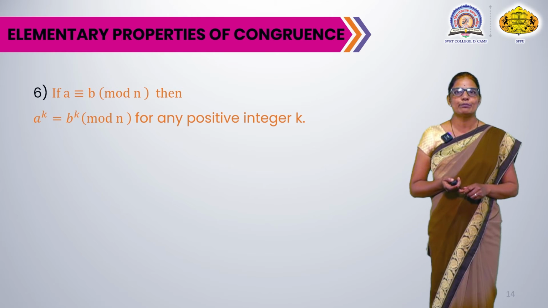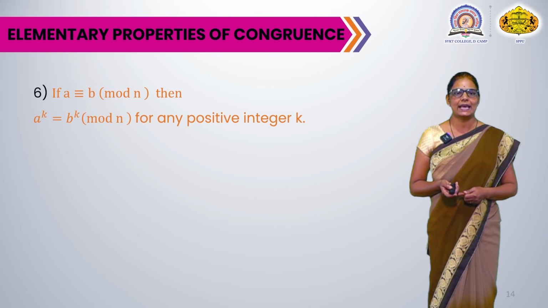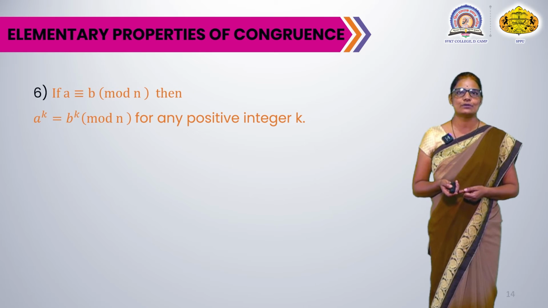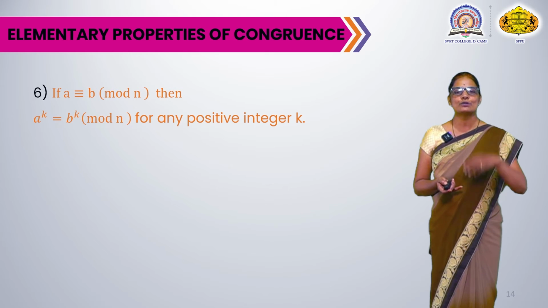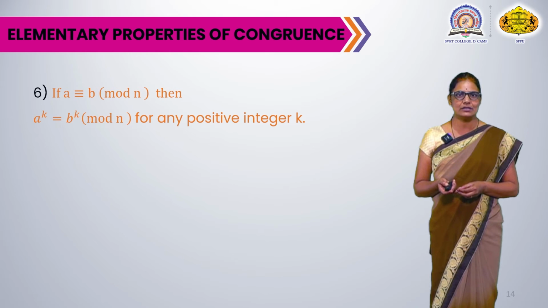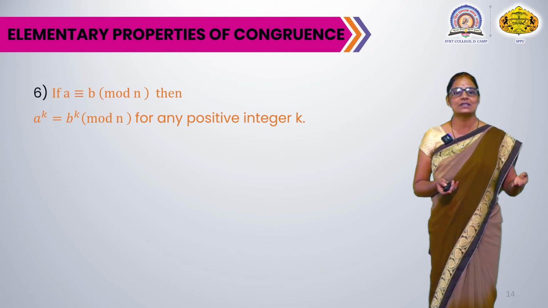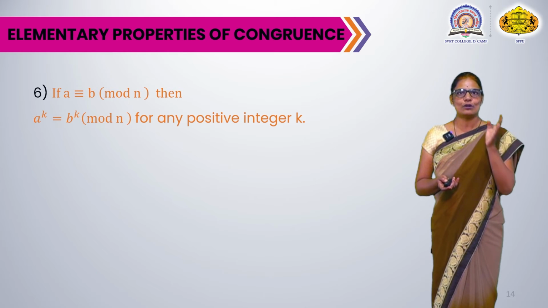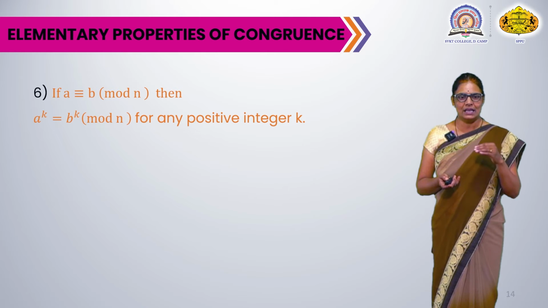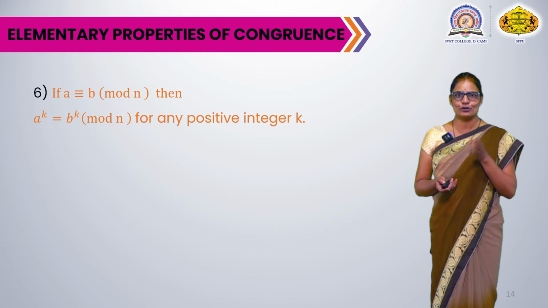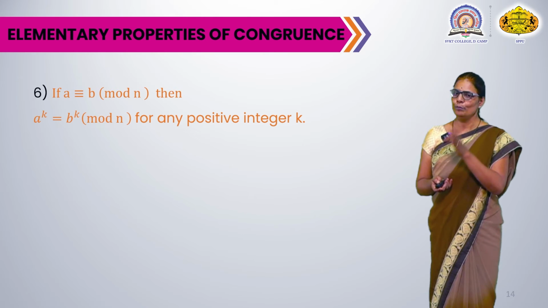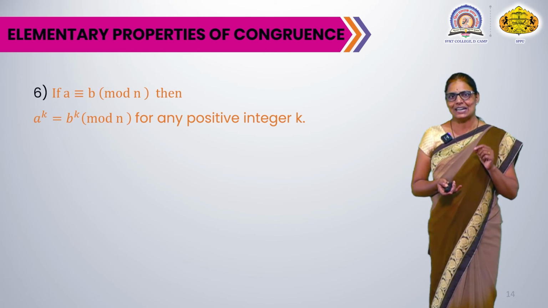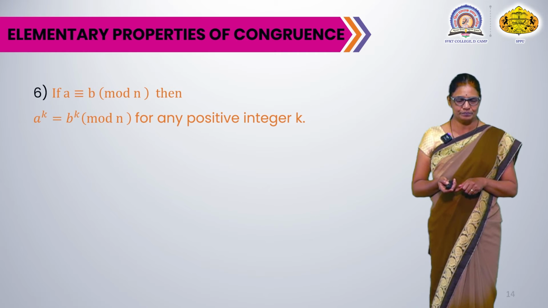In this property we will prove: if a is congruent to b modulo n, then a raised to k is congruent to b raised to k modulo n for any positive integer k. Suppose we consider k equals 2, then a square is congruent to b square. For k equals 3, a raised to 3 is congruent to b raised to 3 modulo n. In short, if a is congruent to b modulo n, then any integral power of a is congruent to the same integral power of b modulo n. But we consider that the power should be a positive integer.